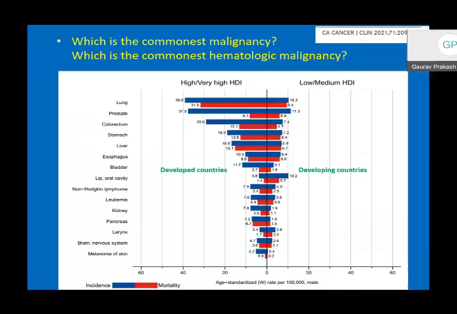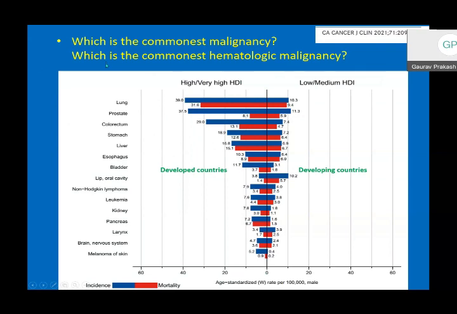So this is the latest Globocon data. Globocon is a US body which keeps track of cancer incidence across the world, and you can see that lung cancer is leading the race by a far margin. Lung and prostate cancer, this is for males. This side is for developing country incidences, and this side for developed countries. So you can see lung, prostate and colorectal, three top cancers are there.